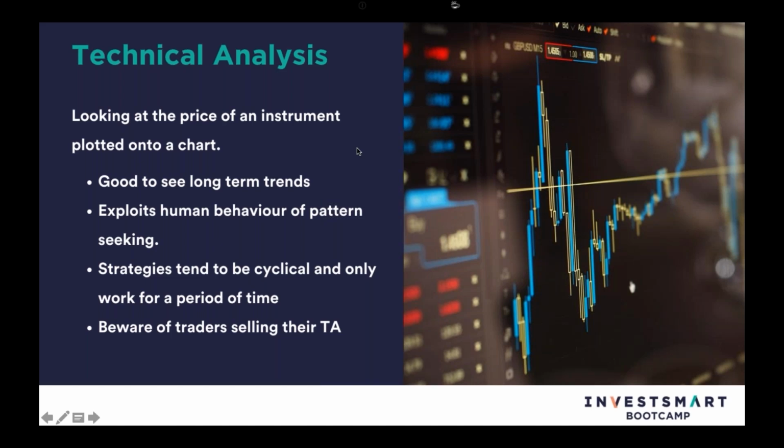When I was at the previous broker I was talking about, a lot of people had solely their investment strategies based on technical analysis, and some of them worked quite well, but only for periods of time, as it was quite cyclical.